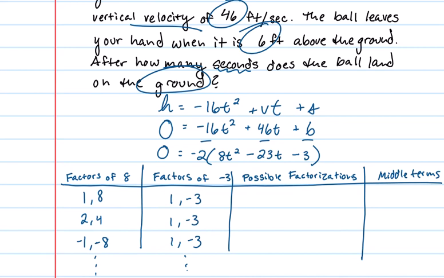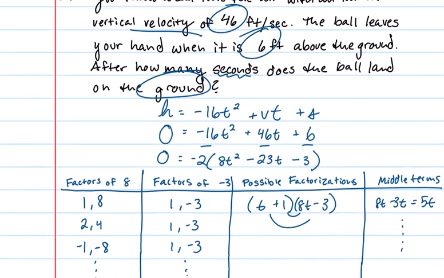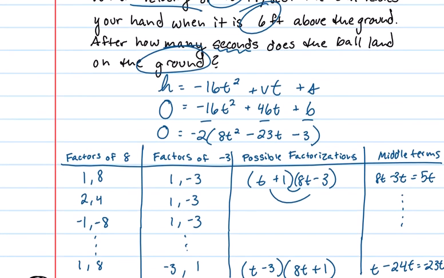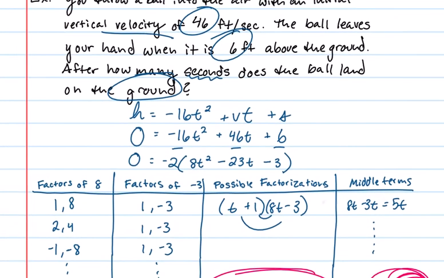So, with that being said, the way this is going to look is I've got t plus 1 times 8t minus 3. And you would continue all of these arrangements and realize that when you multiply these middle terms, 8t minus 3t equals 5t, these options aren't going to work out for us until you get to a line that looks like this. So you flip around your signs, you flip around the values, and eventually I get to t minus 3 times 8t plus 1, and then I finally get that middle negative 23t. So I need to go back to my original problem.